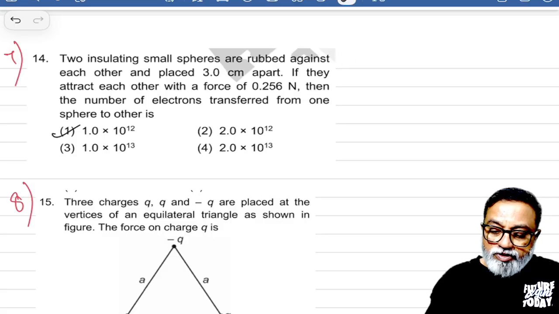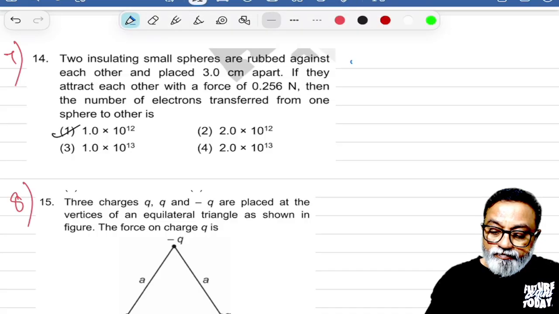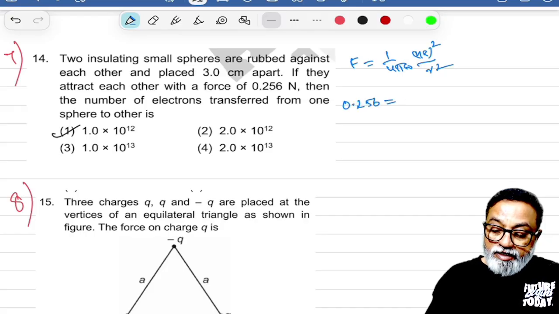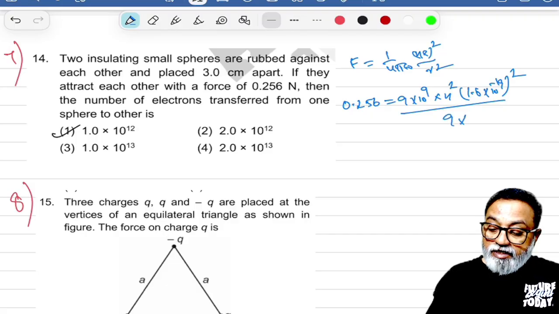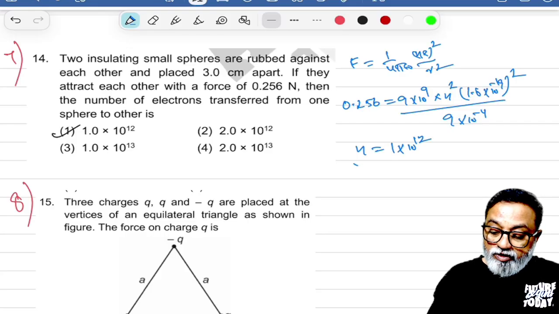Therefore, here force F is equal to 1 by 4 pi epsilon, here (Ne) whole square by distance square. But force is given as 0.256, that is 9 into 10 to the power of 9. This becomes n square into (1.6 into 10 to the power of minus 19) whole square. Here distance is 3 centimeter, that is 9 into 10 to the power of minus 4. Therefore, after simplification, we can get 1 into 10 to the power of 12.